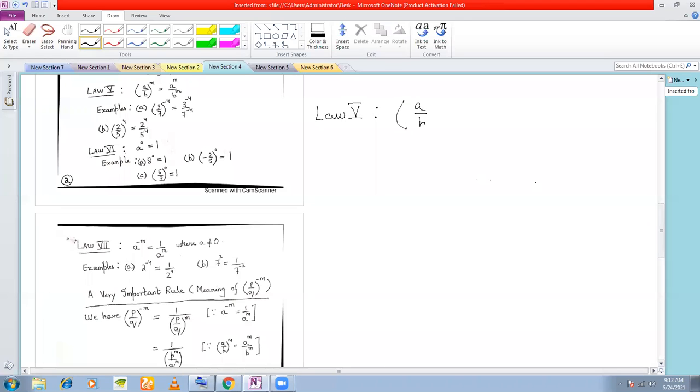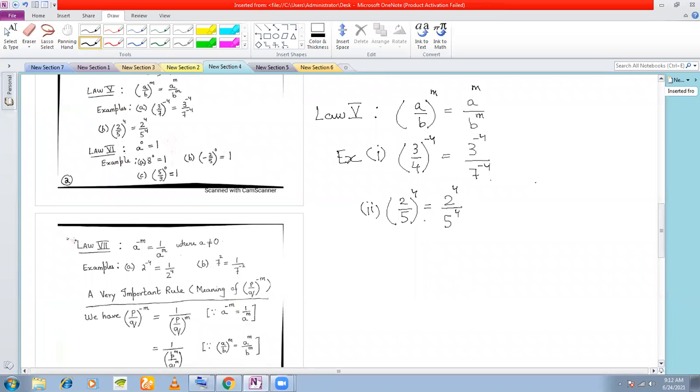A by B to the power of m is equal to a to the power of m by b to the power of m. Examples. Number one, let's say I have a fraction 3 by 7 which has been raised to the power of minus 4. And what can I write? I can write this as 3 to the power of minus 4 divided by 7 to the power of minus 4. Right? Again, if I have, say, a fraction 2 by 5 raised to the power of 4, I can write this as 2 to the power of 4 by 5 to the power of 4. That means numerator and denominator, I can distribute the power between numerator and denominator.